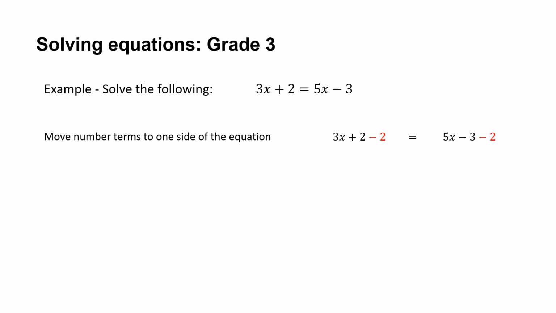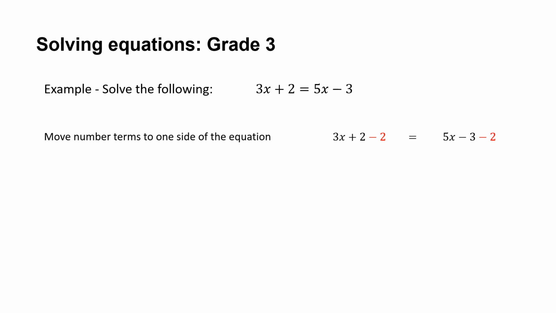So we subtract 2 from both sides. Now, on this left-hand side, we have a plus 2 and now we have a minus 2. So this is obviously going to cancel out. And on the right-hand side, we have a minus 3 and a minus 2. So this is going to become 5x minus 5.